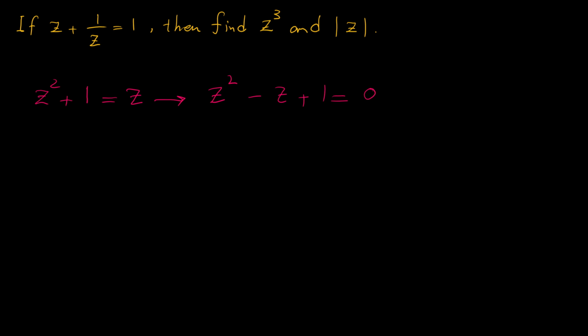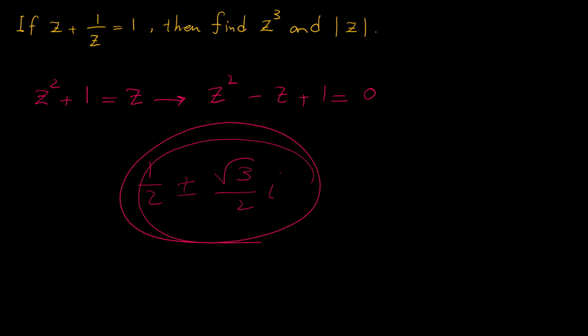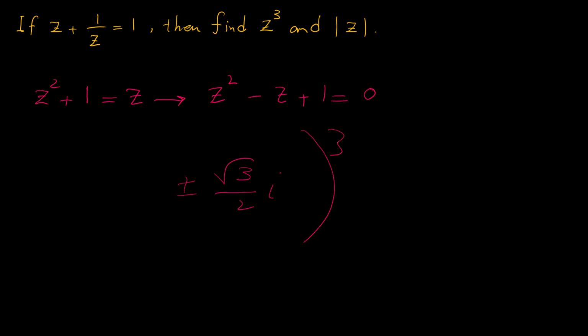If you use the quadratic formula, you will see that at the end the solution would be something like 1/2 plus minus radical 3 over 2 i, something similar to this. And if you want to raise this to the power of 3, it's so hard. At least it needs lots of calculation. And attention, again I have to mention this: we are not asked to find z. So there is no reason to find z. We want z to the 3.